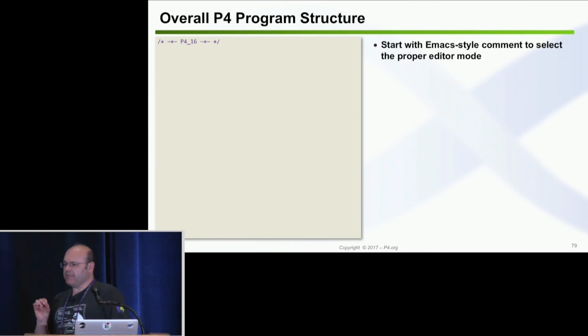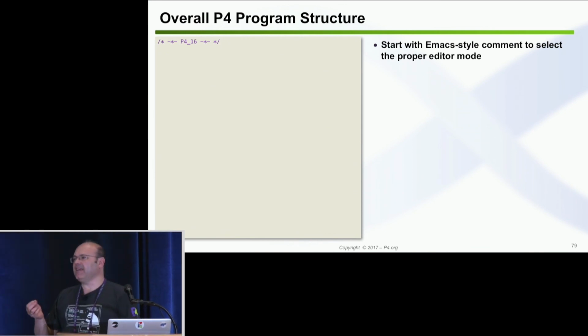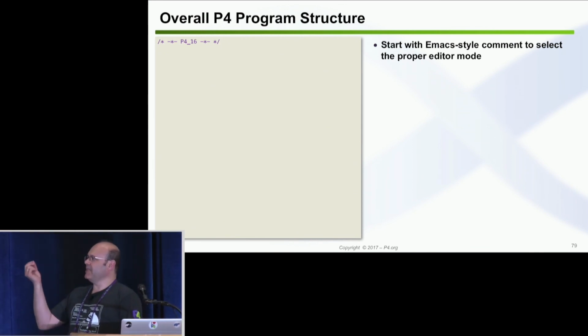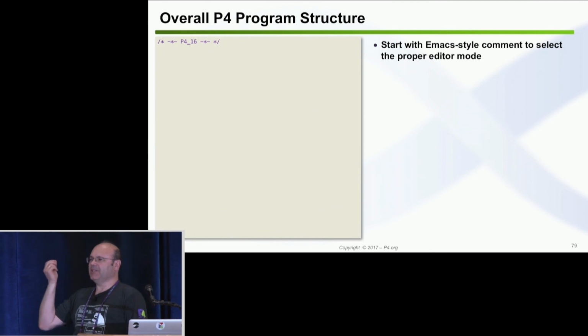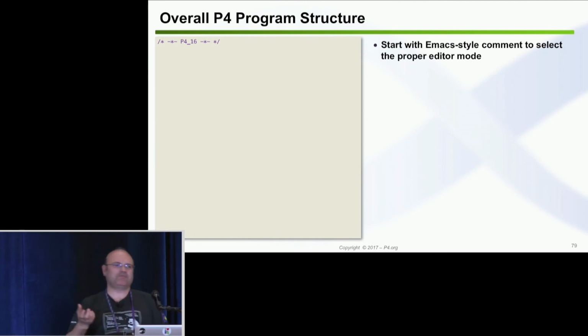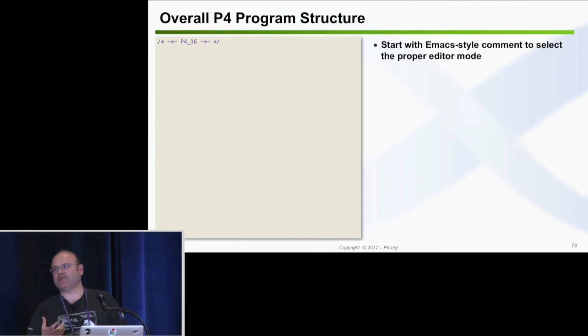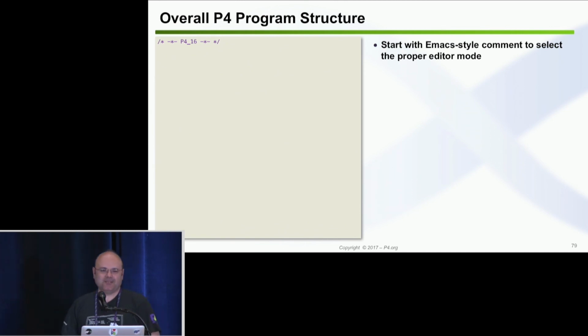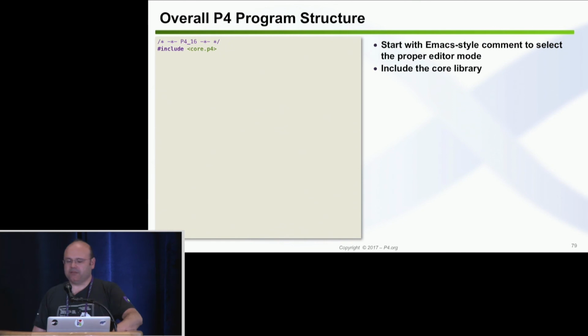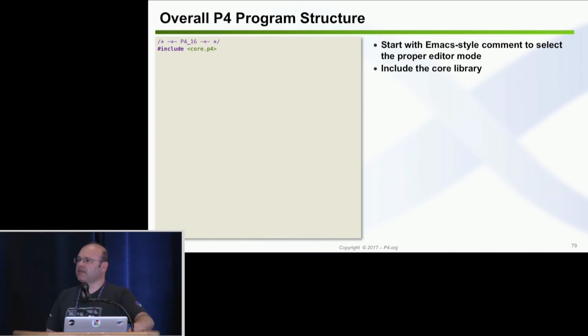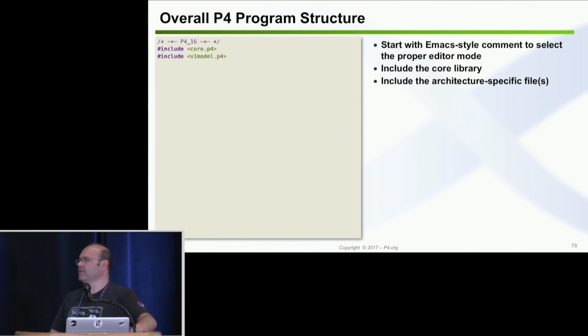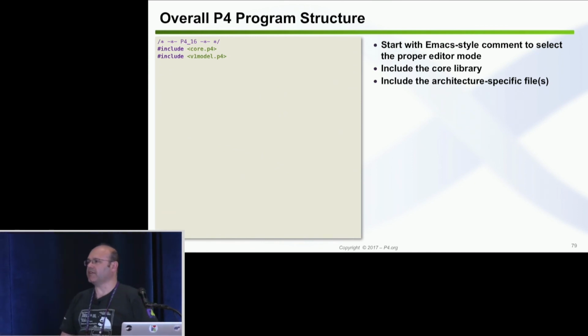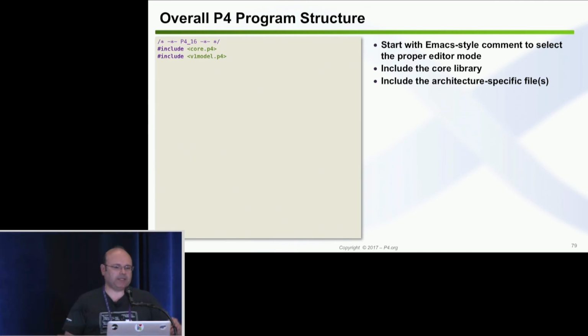So first, I recommend you put this line in the beginning, because this line indicates the Emacs mode. And we've already designed the modes for both P4 14 and 16, so it might be a nice thing to do. Then you include the core language library, that's core.p4, and you include the P4 files that you need to include for your architecture, so V1 and so on.